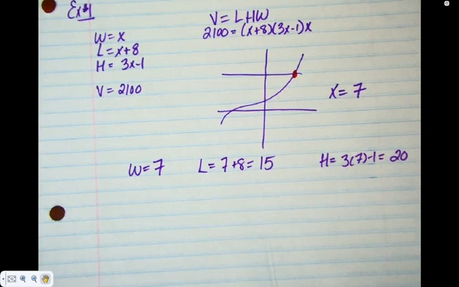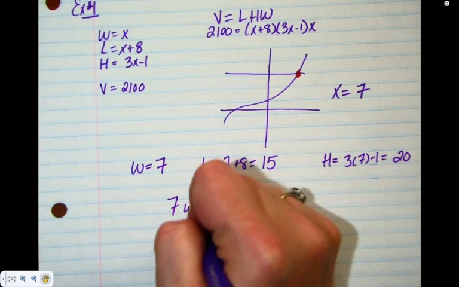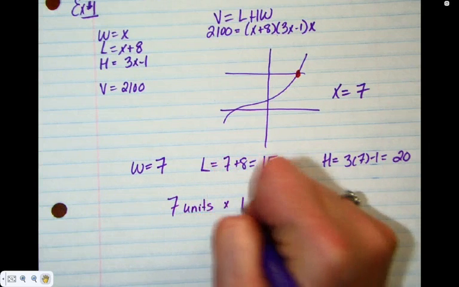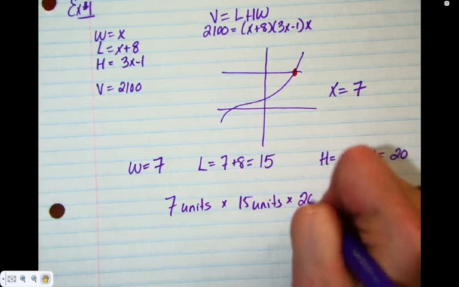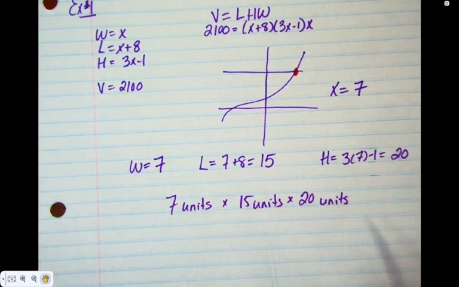And then we just need to find what kind of units are in the question. Is this meters, centimeters, units, inches, millimeters? It's just units. So it's 7 units by 15 units by 20 units. There's problem solving with a polynomial.